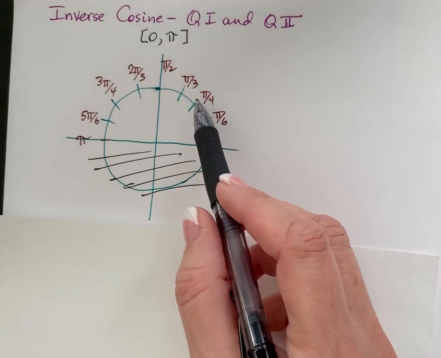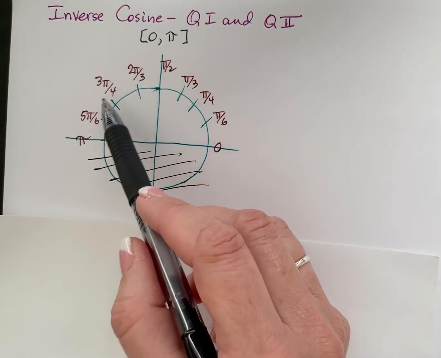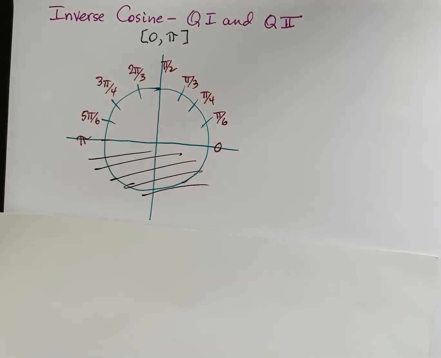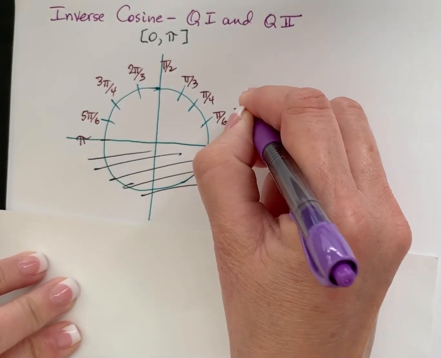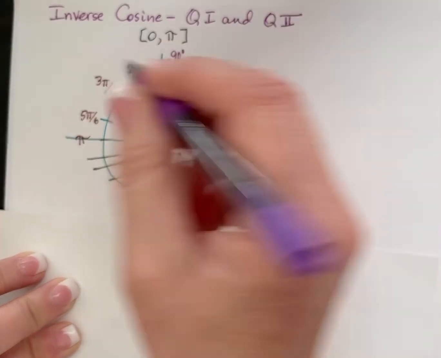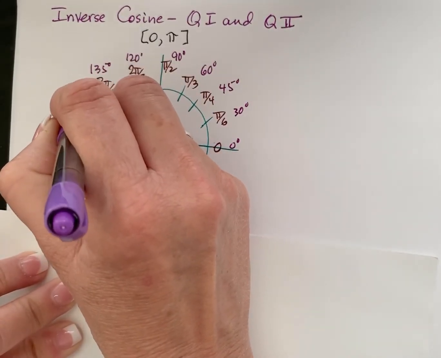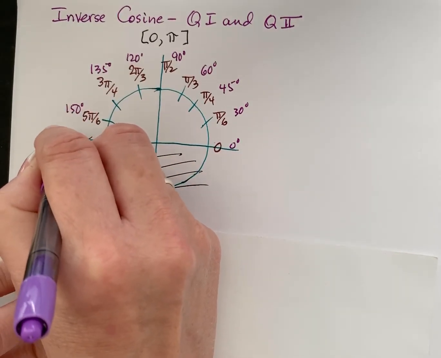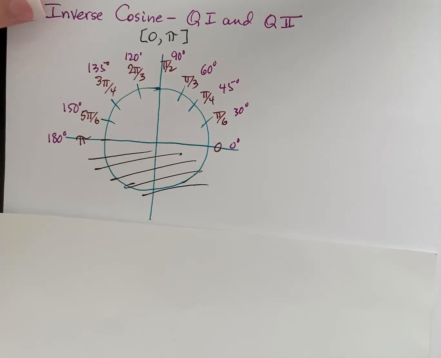0, pi over 6, pi over 4, pi over 3, pi over 2, 2 pi over 3, 3 pi over 4, 5 pi over 6, or pi. That's it. Now, if you're working something out in degrees, then you might have these answers. 0 degrees, 30 degrees, 45 degrees, 60 degrees, 90 degrees, 120 degrees, 135 degrees, 150 degrees, or 180 degrees. So it's a very limited answer bank.